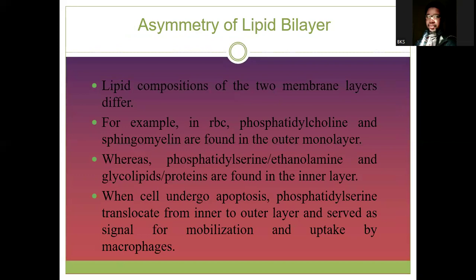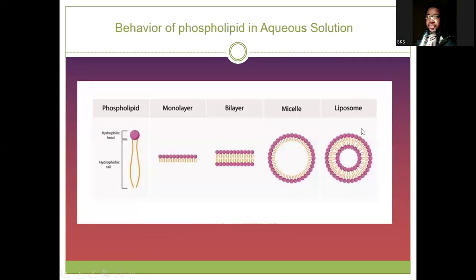So the next thing we talked about is asymmetry of lipid bilayer. What is asymmetry of lipid bilayer? We talked about different types of lipids, phospholipids in particular, and we have seen how these lipids form two layers. We talked about different types of phospholipid, and this lipid is found within these layers.